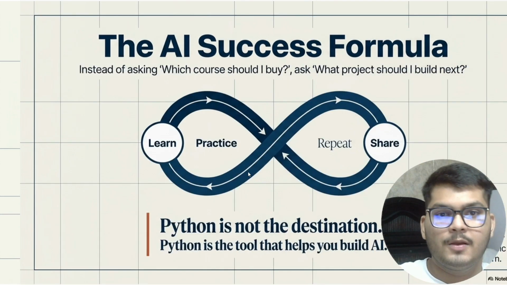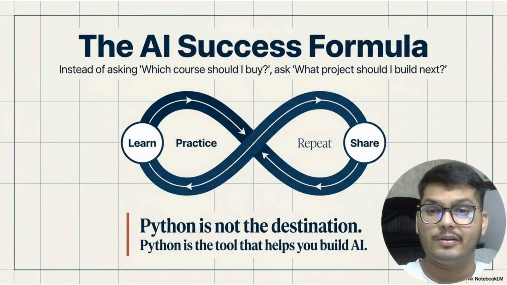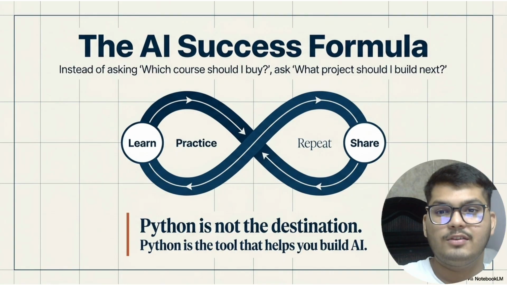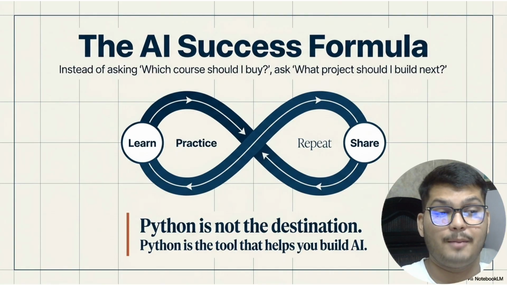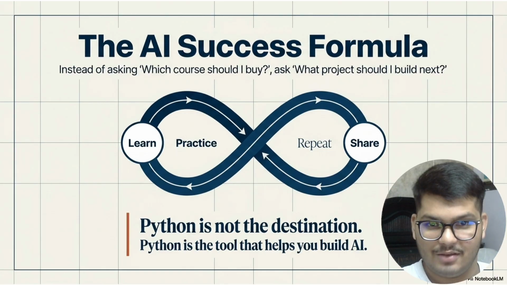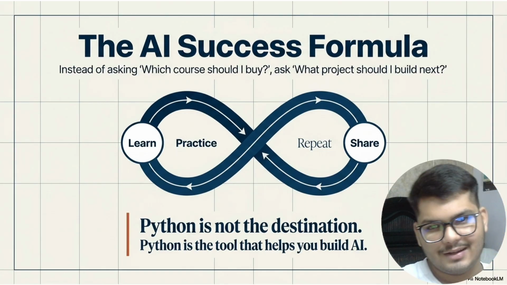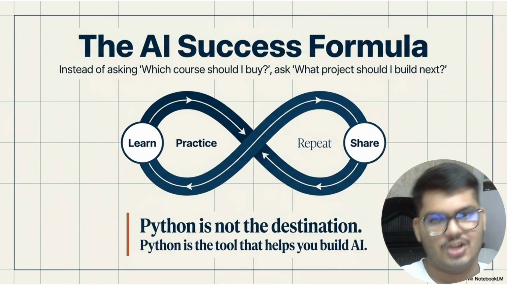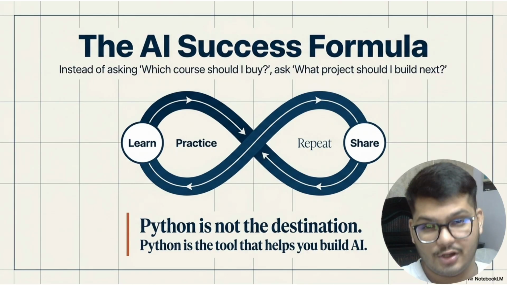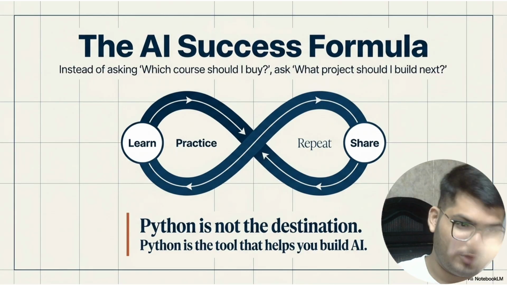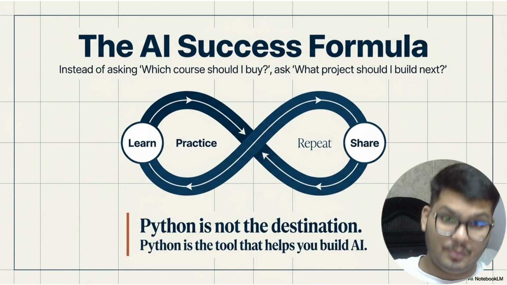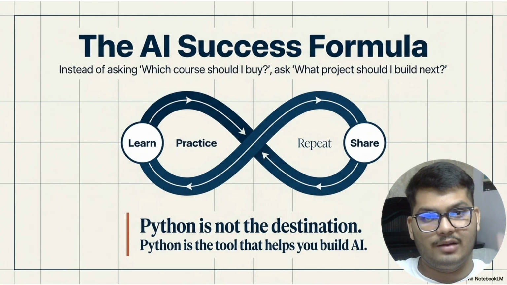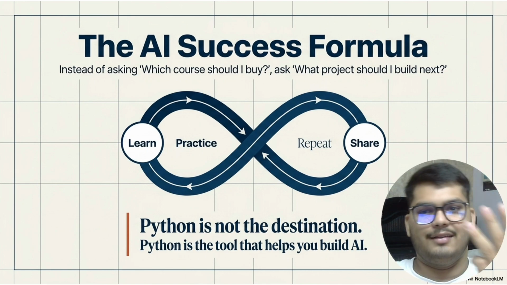Now, what's the success formula for you? Instead of asking which course should I buy, just focus on what project I should build next. Basically learn, practice, then repeat, and then share your projects on GitHub. So in the loop process, learn the things, practice them, repeat them, then share them on GitHub, LinkedIn, and all, and then again learn something new.